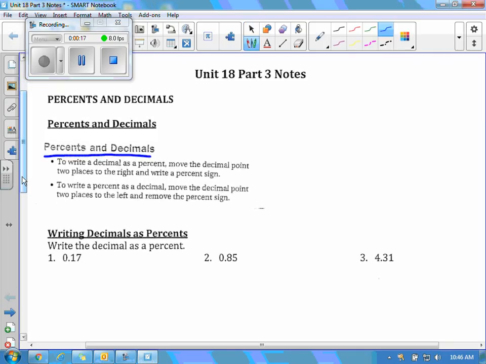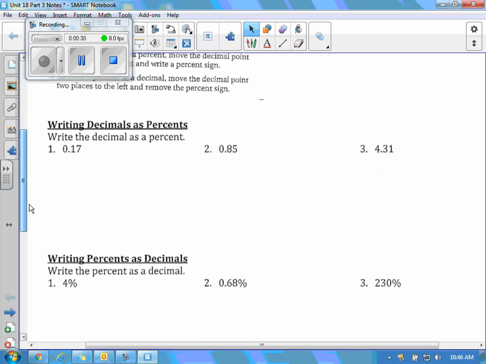It says to write a decimal as a percent, move the decimal point 2 places to the right and write a percent sign. To write a percent as a decimal, move the decimal point 2 places to the left and remove the percent sign. So let's review this real quick.